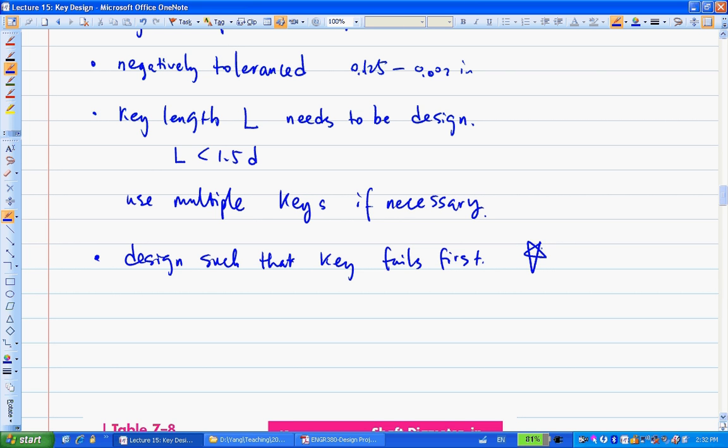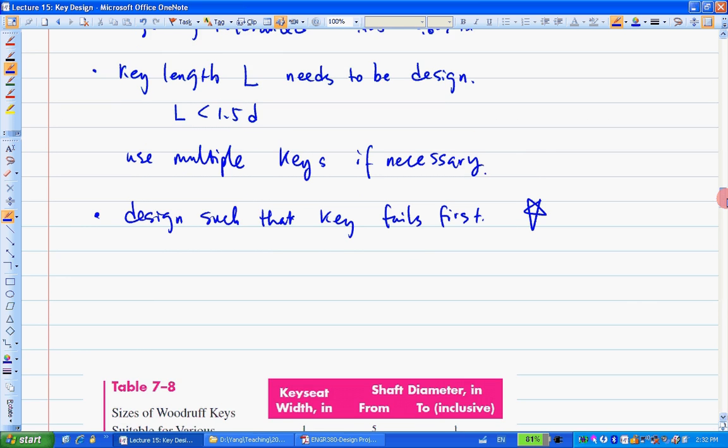In terms of the taper key and the Woodruff key, take a look at the lecture notes. Let me talk about the Woodruff key just a little bit and how we read the table, and then we'll go back to the parallel key in terms of design.